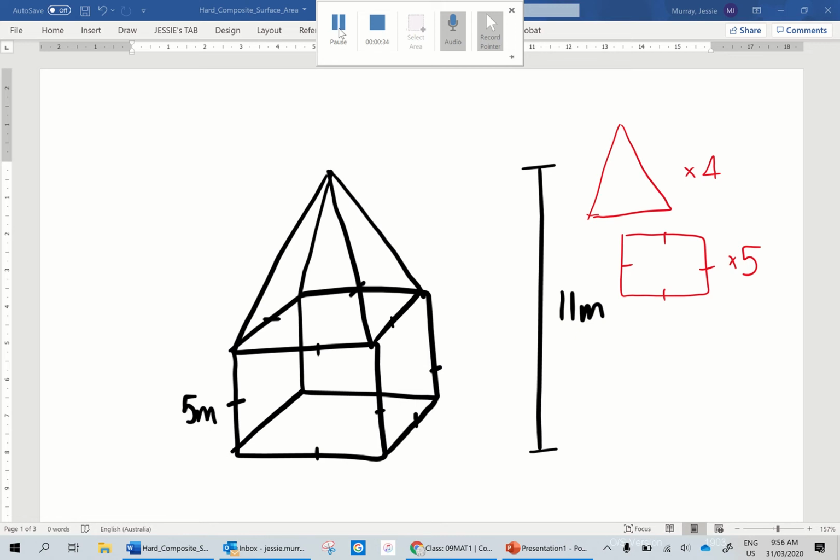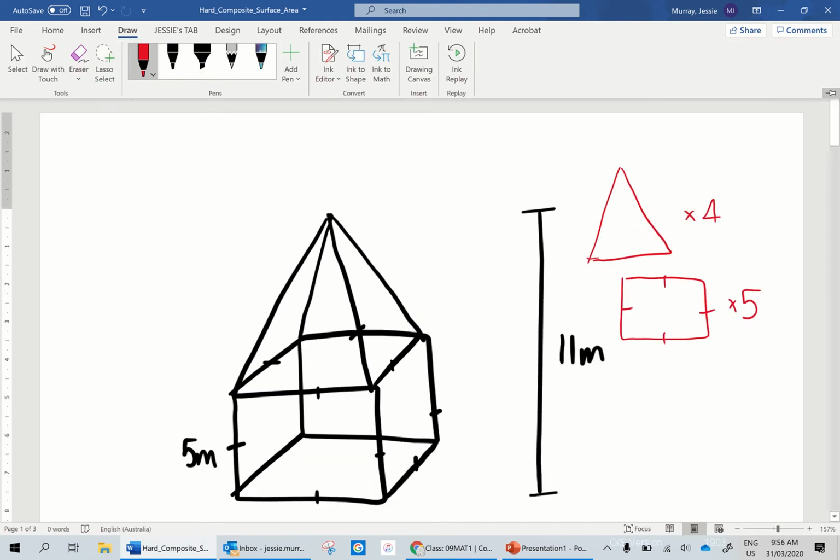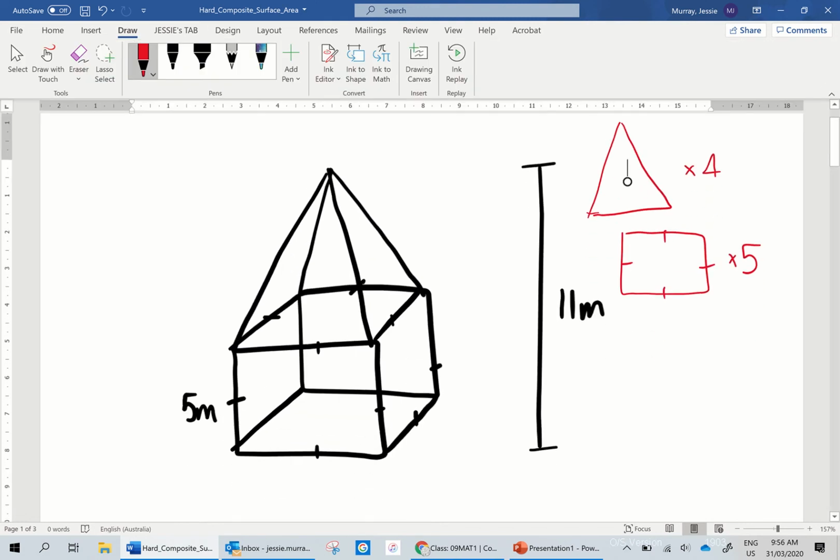I know that there's 5 squares and then there's 4 triangles. Now all I need to do is think, well, what are these dimensions? That's where I use a bit of my maths. I know the dimensions are 5 meters by 5 meters on the square, which means the base of my triangle is 5 meters. It's actually told me the perpendicular height, okay?